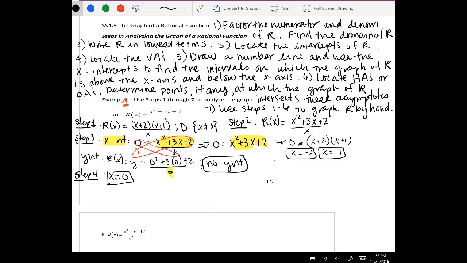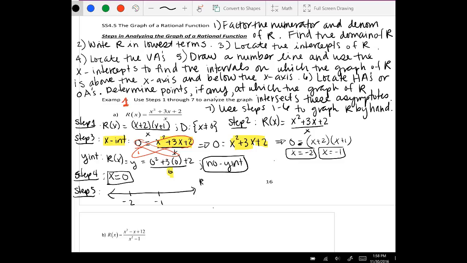Step number 5, we are about to draw a number line. I'm slowly going to try to squeeze this in. Step number 5 said, use your x-intercepts, I have 2 of them, and put them on this number line. Then tell me when it is above the x-axis and when it is below the x-axis.